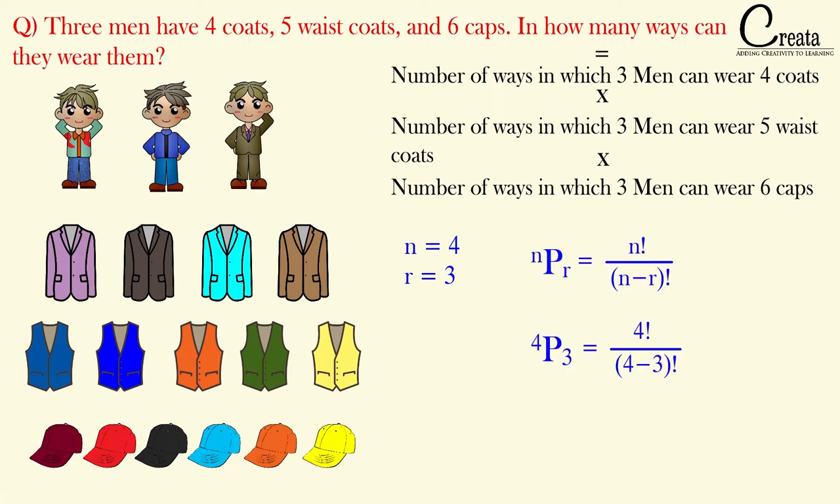So let's put the value. We got the answer as 4 into 3 into 2, that is basically 24. Okay. We can also apply the fundamental principle of counting. That is, we have 3 slots.